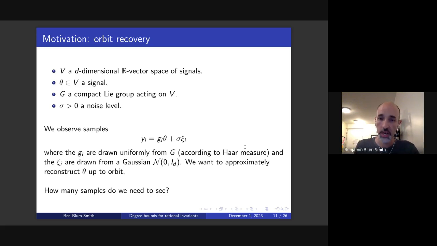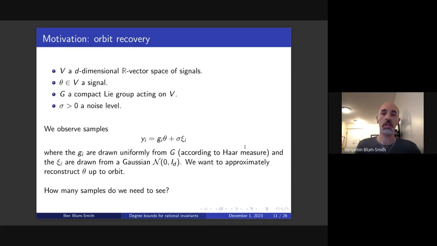What we observe is the signal transformed by a randomly selected group element, randomly chosen according to Haar measure, and then added to a noise vector drawn from a Gaussian, which is scaled by the noise level. And the goal is to recover the original signal. We can't do better than up to orbit because of the group action. The question is, how many samples in that setup do we need to see before we have hope of accurately recovering the orbit of the signal?